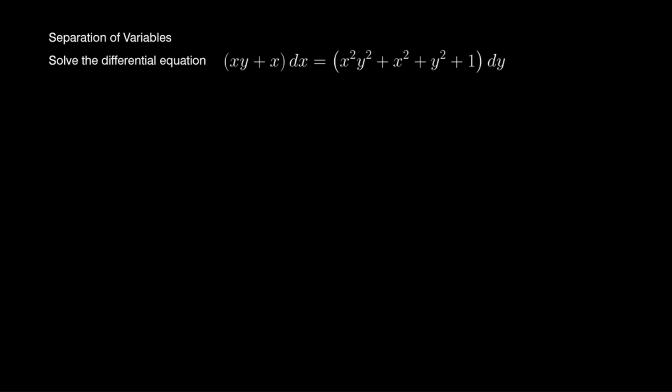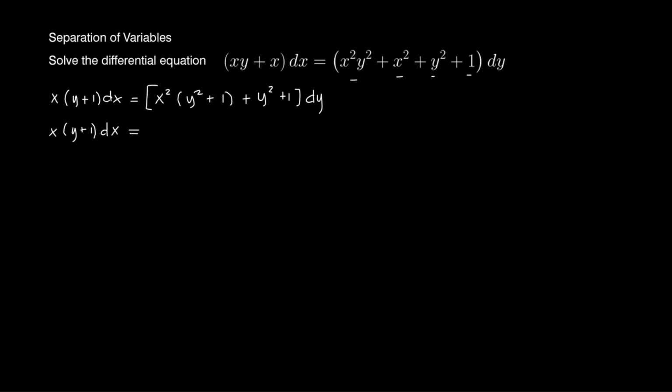The left side will have a common factor of x, so that we have x times (y + 1) dx equals, on the right side of the equation, the first two terms have a common factor of x squared. So the first two terms will have x squared times (y squared + 1), and then plus the remaining two terms, y squared plus 1. All of this to be multiplied by dy.